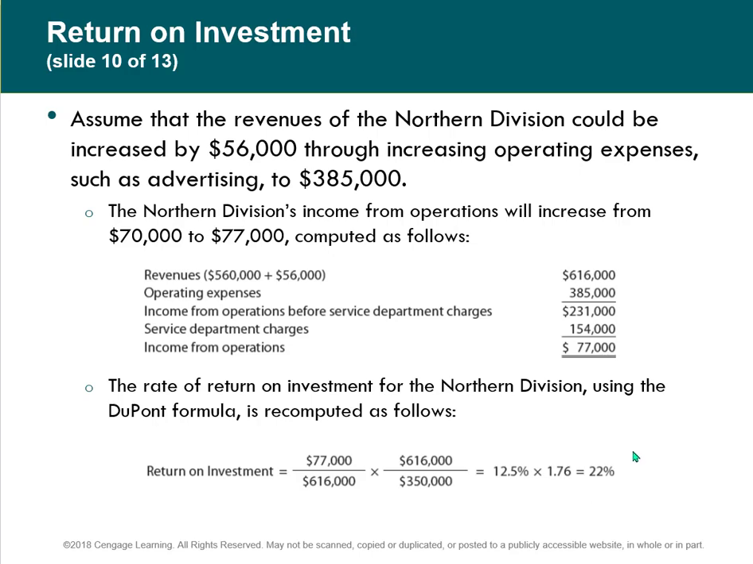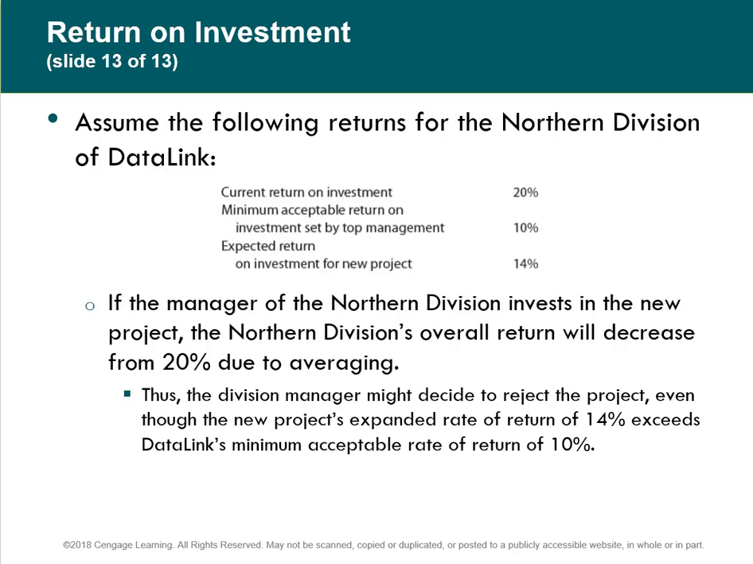Okay. Whereas the Southern Division, I think, was earning 15%. If they had something that was earning 17%, they'd be thrilled, and they would go for the project. Whereas the Northern Divisions would say, no, it's not good enough for me, but it would be good for the company as a whole. So that's what they mean here.